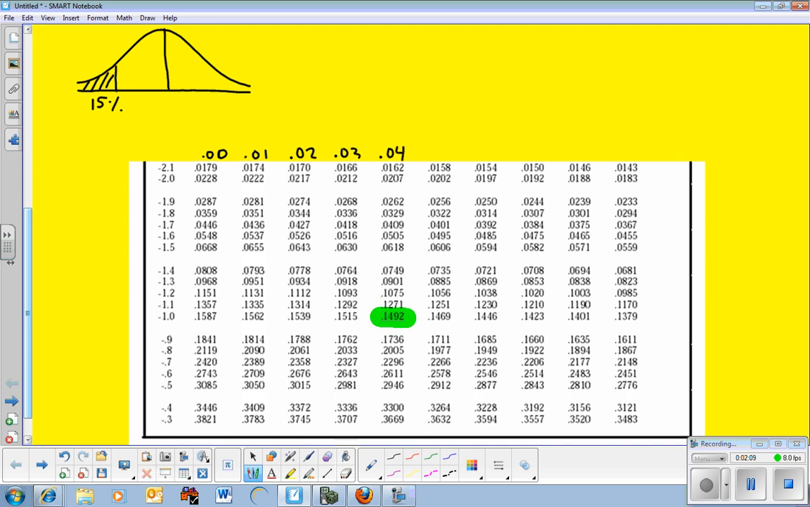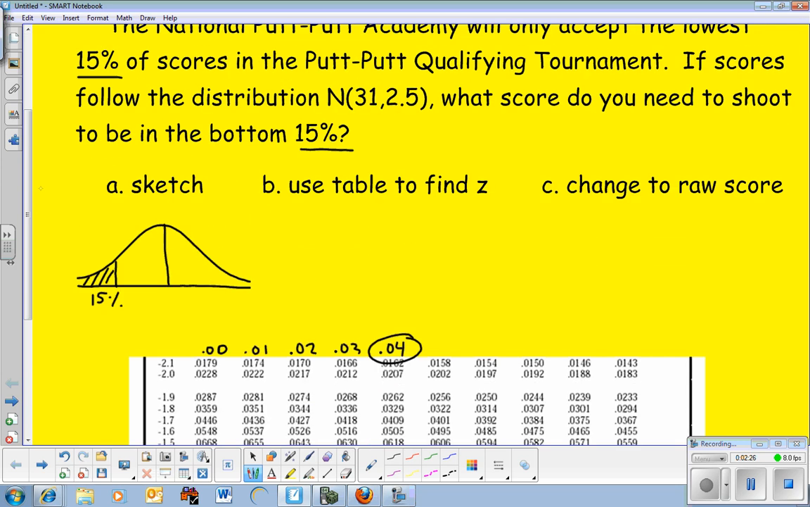Which means that we have the percentage and we're looking for the z-score. So the z-score is negative 1.04 that corresponds as closely as we can to 15%. So my z-score is negative 1.04. That's step 2. And now to get the raw score, the actual putt-putt score, we just need to change that back with the formula that we've been using. You can rearrange this formula and solve it for x, or you can just plug in what you know and do the algebra on it, and it's going to work.